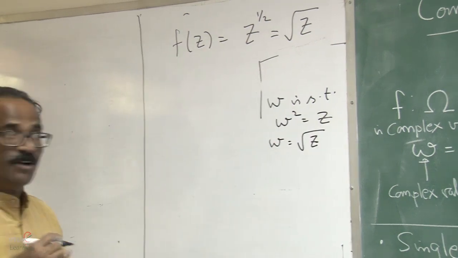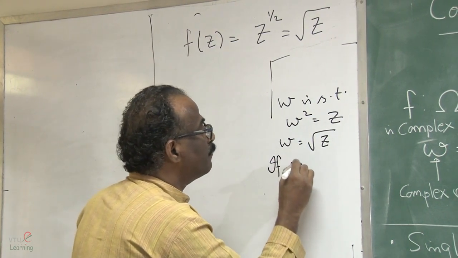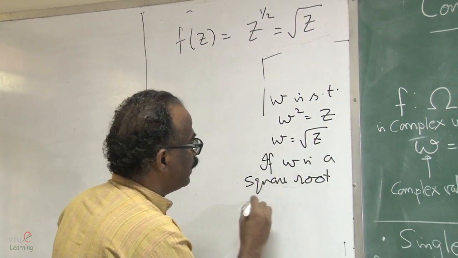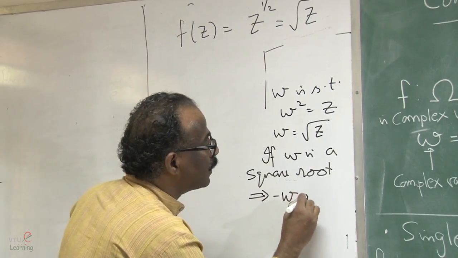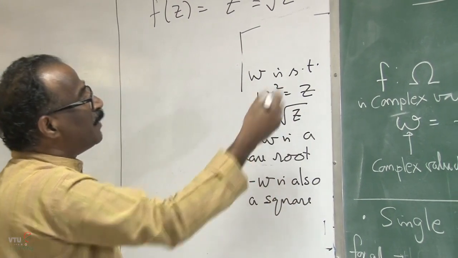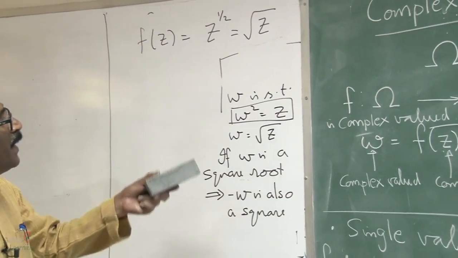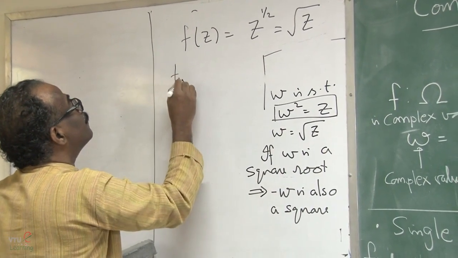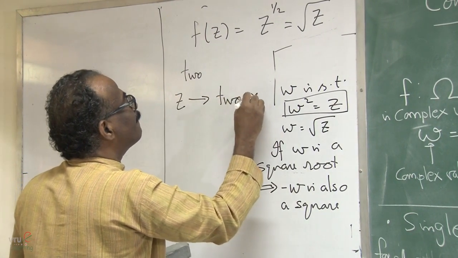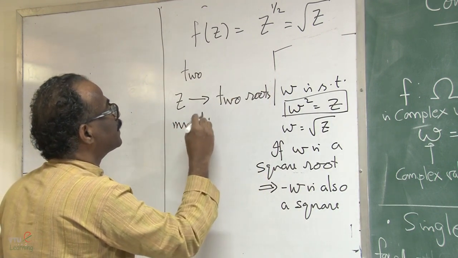That's a definition. Okay, but you know that if w is a square root, that implies minus w is also a square root. This is nothing but the solutions of w square equal to z. So you get two roots. For z, there will be two roots. Okay, these are called multivalued maps.